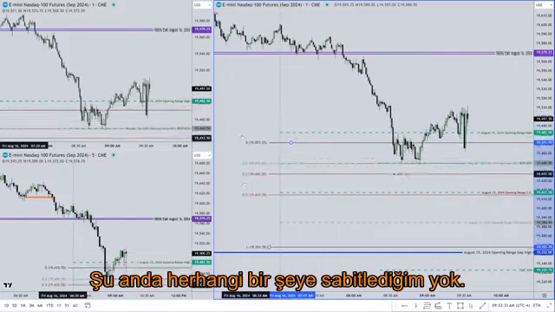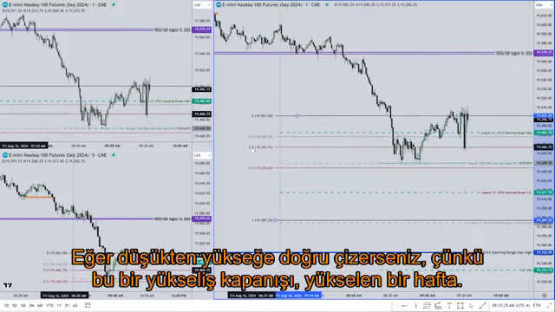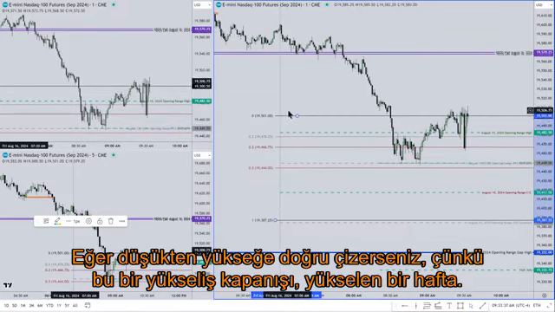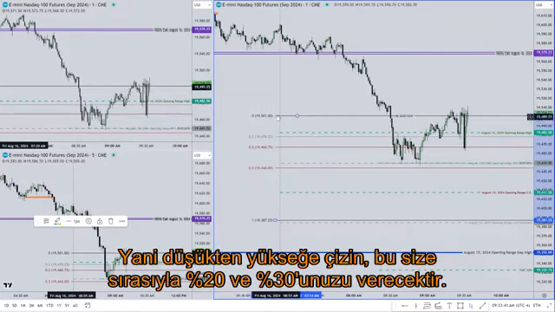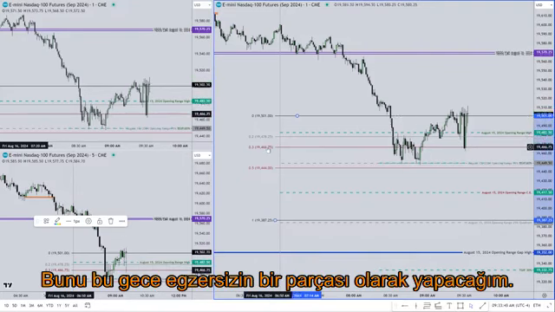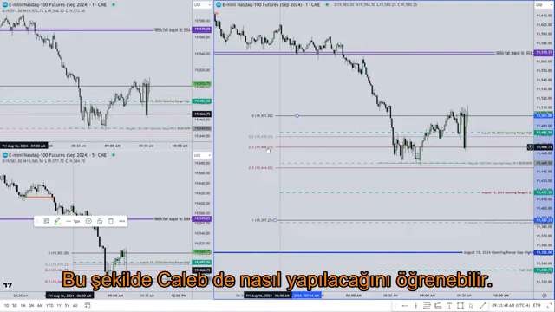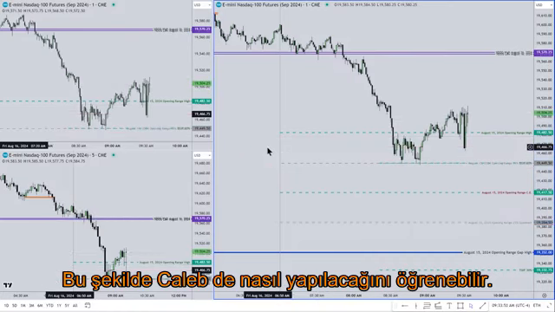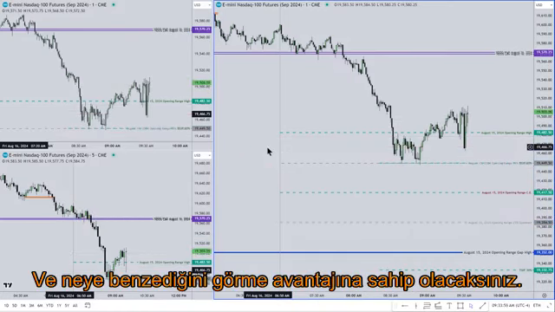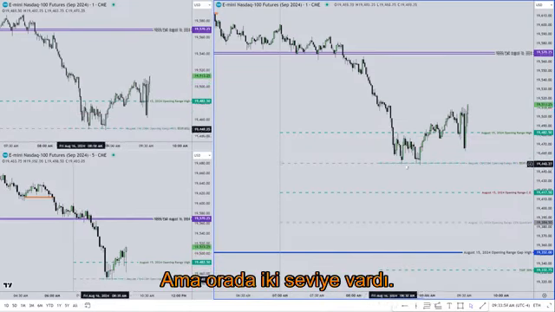Not that I'm anchoring it to anything right now, but you draw that from the low up to the high because it's an up close. It's an up week, so you draw from low to high. That'll give you your 20 and your 30% respectively. I'll do it tonight as part of the exercise, so that way Caleb can learn how to do it as well, and you'll have the benefit of seeing what it looks like. But there were two levels there.